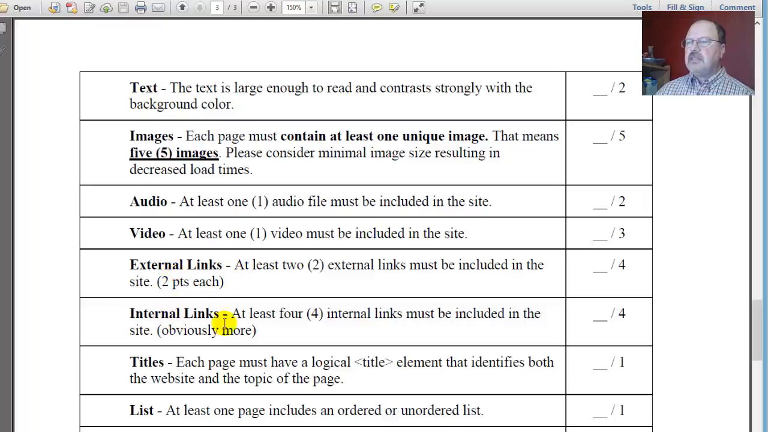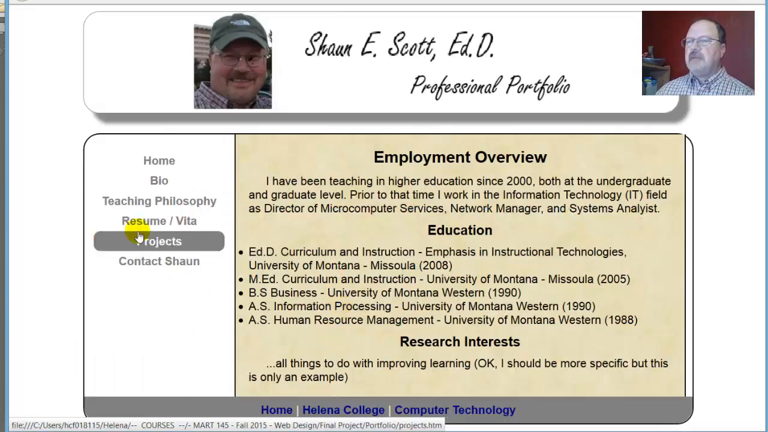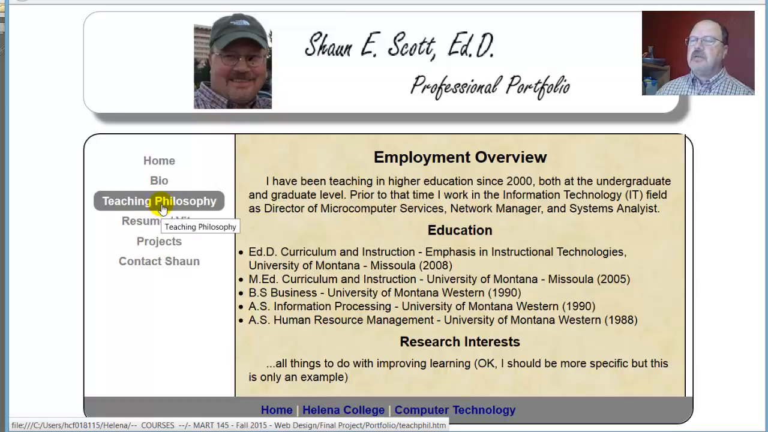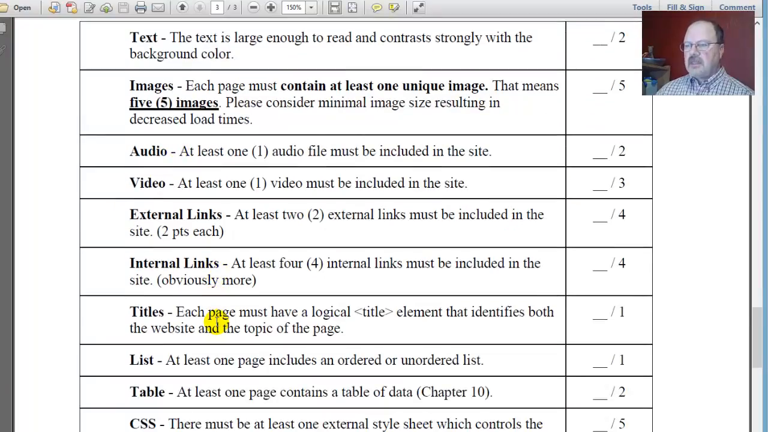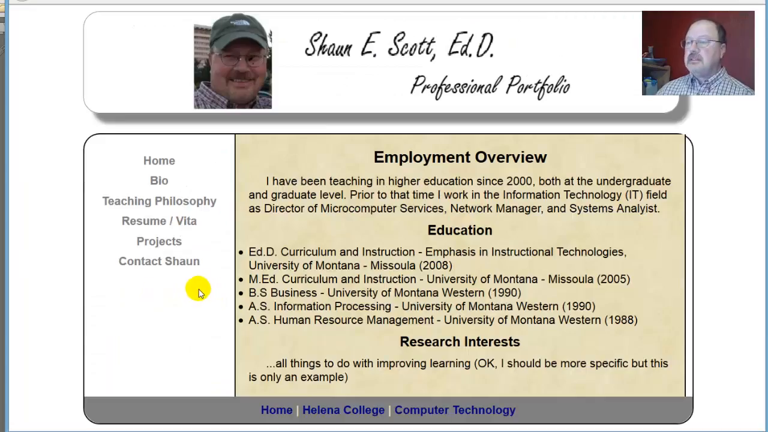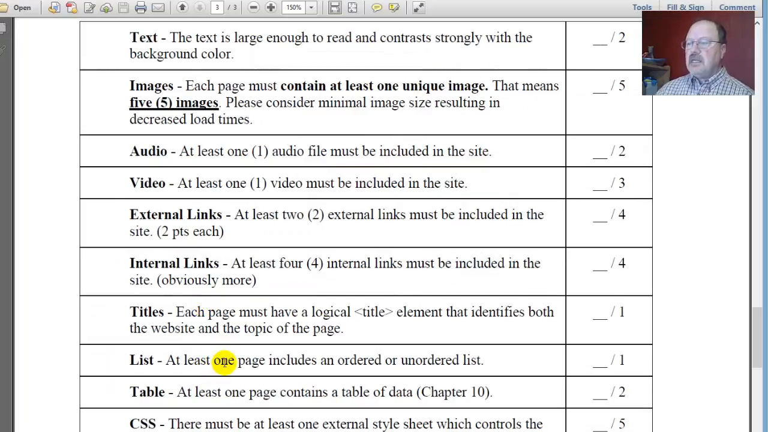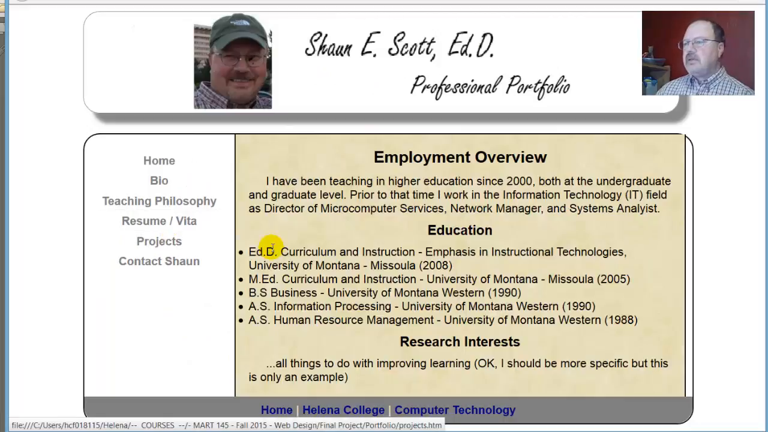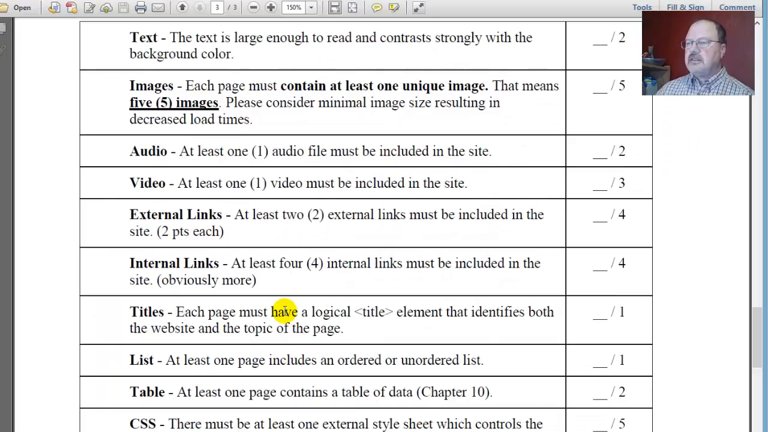So back to home, let's see, what else are we looking for? 2 external links, 1 internal link, and each one of these is actually considered an internal link, so it's going to another page within the site. Also, a list. So I think here's my list that's included.